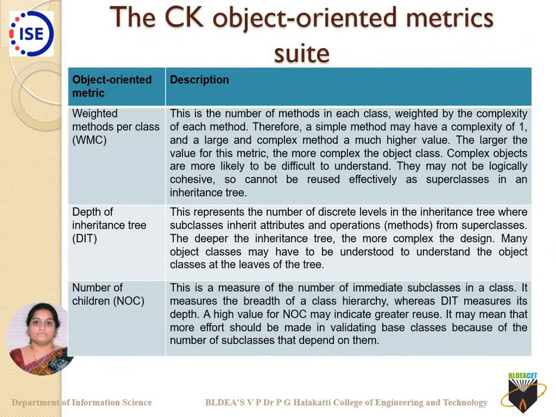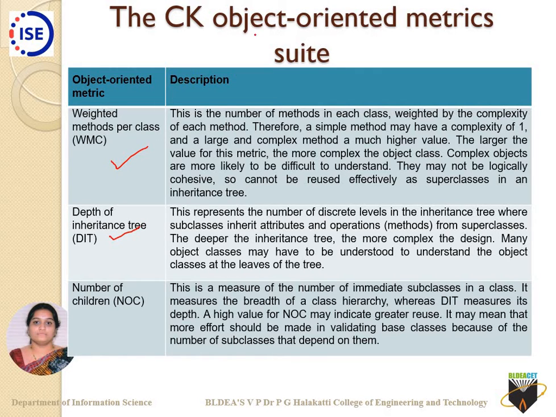Then we come to the next categorization, object-oriented metrics, which I can also call dynamic metrics. What are those? Weighted methods per class. Weighted methods per class is the number of methods declared and defined in a particular class, weighted by the complexity of each method. A simple method may have a complexity of 1, and a large and complex method has a much higher value. Next, depth of inheritance tree.